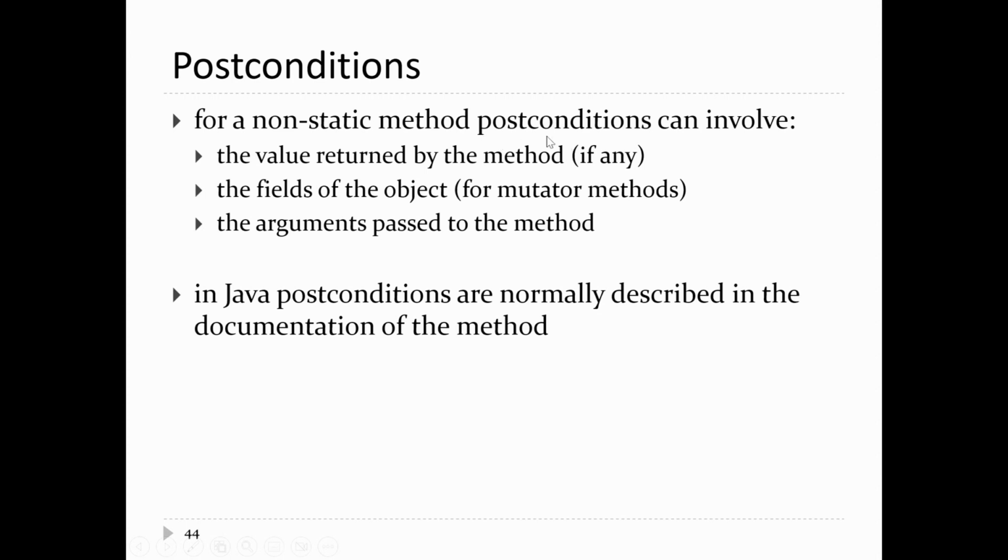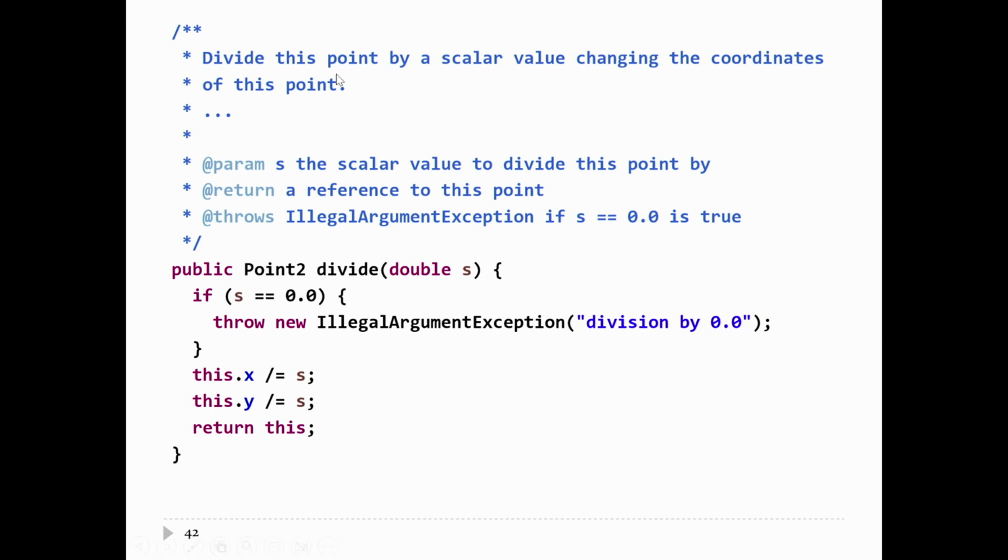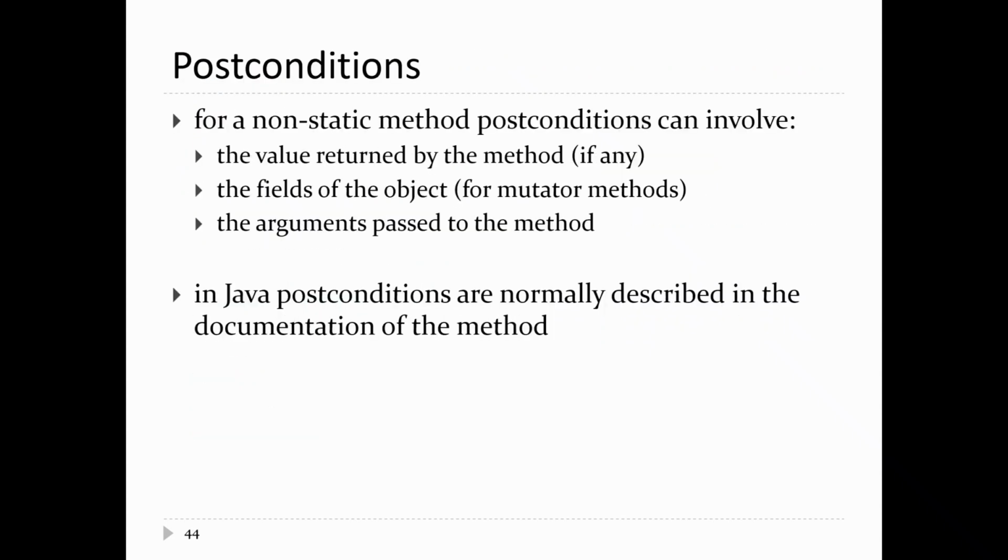So what can postconditions involve? The postconditions for a method can involve the value returned by the method, if there is one. In other words, the method might promise to return something, and it's up to the method to ensure that that something is returned. It might involve the fields of the object. Divide is one such method. Divide promises to change the x and y coordinate of that point, so one of its postconditions is that x and y both change.